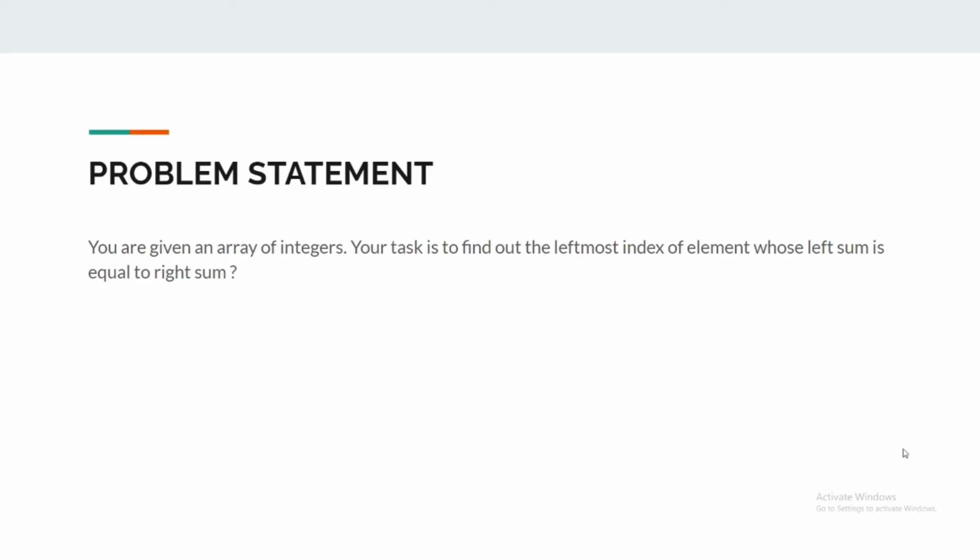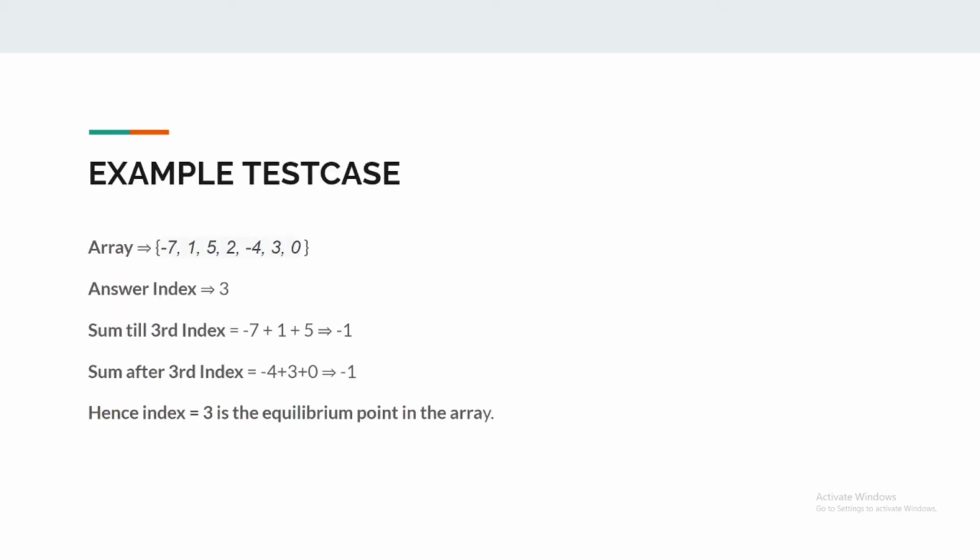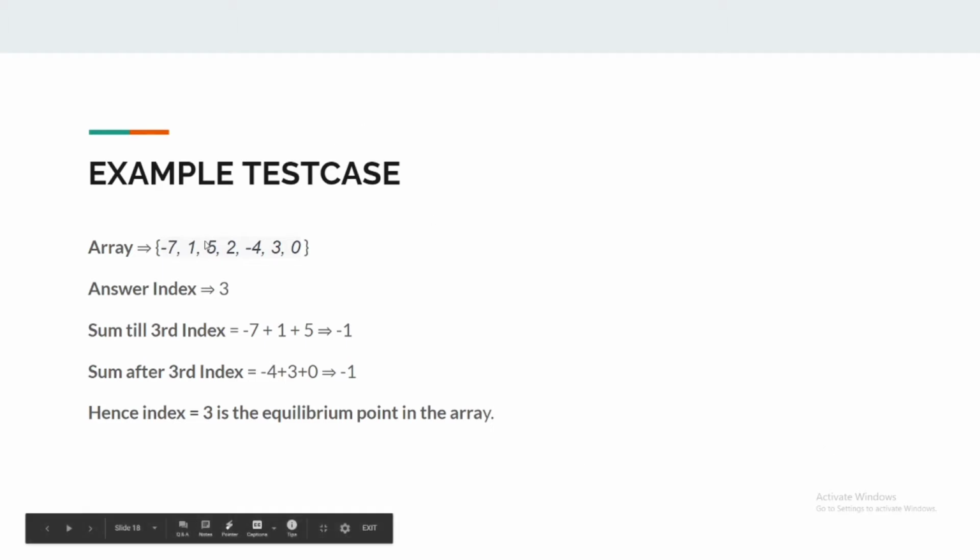It says that you are given an array of integers. Your task is to find out the leftmost index of element whose left sum is equal to right sum. What I mean by this is that suppose you are given an array that is -7, 1, 5, 2, -4, 3 and 0.